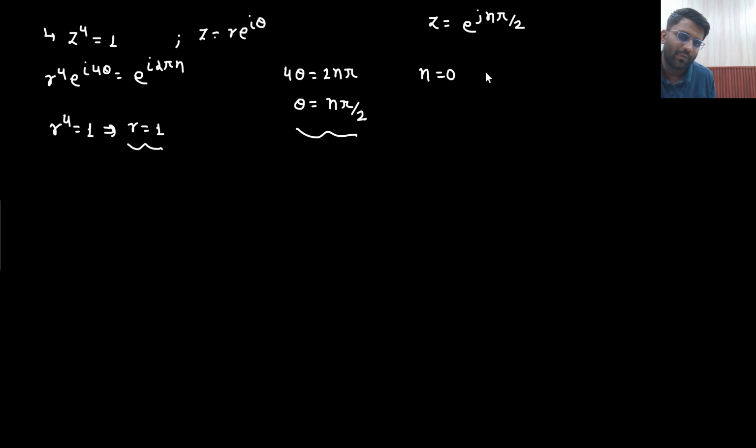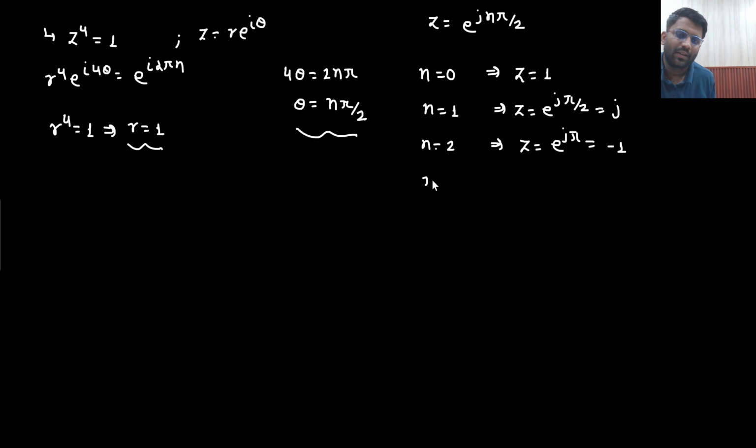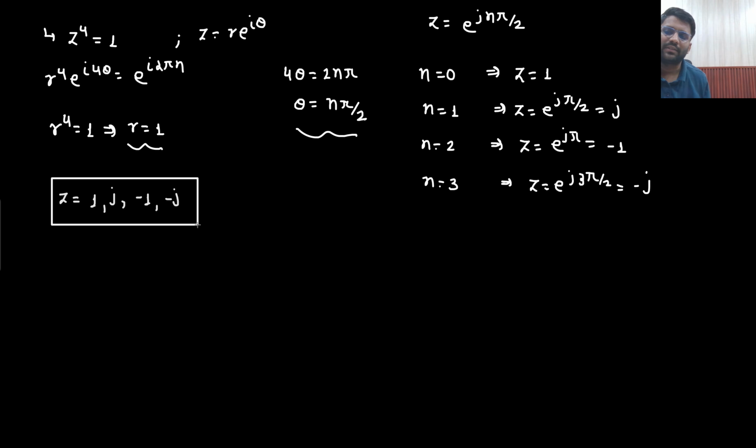Now n equals 0: if we put n equals 0, z is e to the power 0, so this will become 1. If we put n equals 1, z is e to the power j pi by 2, which equals j. If we put n equals 2, z is e to the power j pi, that would be minus 1. If you put n equals 3, z is e to the power j 3 pi by 2, that is nothing but minus j. So what all answers are we getting? 4 answers: 1, j, minus 1 and minus j.